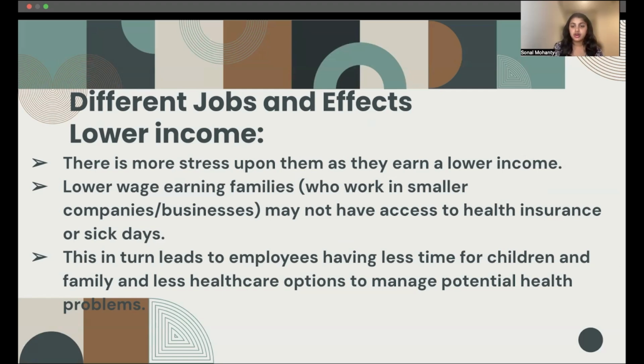So this in turn leads to employees having less time for their children, less time for their family, and less healthcare options to manage potential health problems. They may not be able to stop a health problem at the root of it before it becomes bigger and also more expensive. Because again, health problems can be unpredictable. Sometimes they may stop or sometimes they may come back.